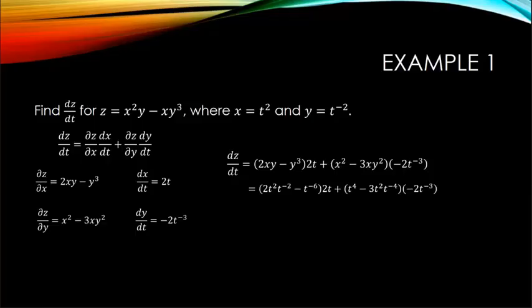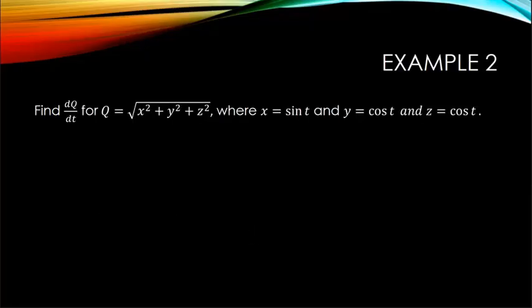I simplify what I can in the parentheses, and I get the quantity 2 minus t to the negative 6 times 2t plus the quantity t to the fourth minus 3t to the negative 2 times negative 2t to the negative 3. I go ahead and distribute the terms, and I get 4t minus 2t to the negative 5 minus 2t plus 6t to the negative 5, and this simplifies to 2t plus 6t to the negative 5.